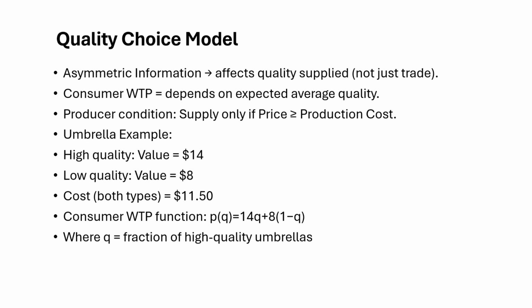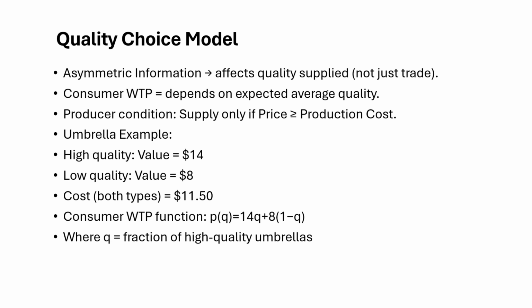The quality choice model deals with asymmetric information, a situation where sellers know more about the quality of the goods than buyers do. Because buyers cannot perfectly identify product quality before purchasing, they set their willingness to pay based on the average quality available in the market. If too many low quality products enter, the average valuation decreases. As a result, high quality producers may no longer find it profitable to remain, and the entire market risks breaking down.